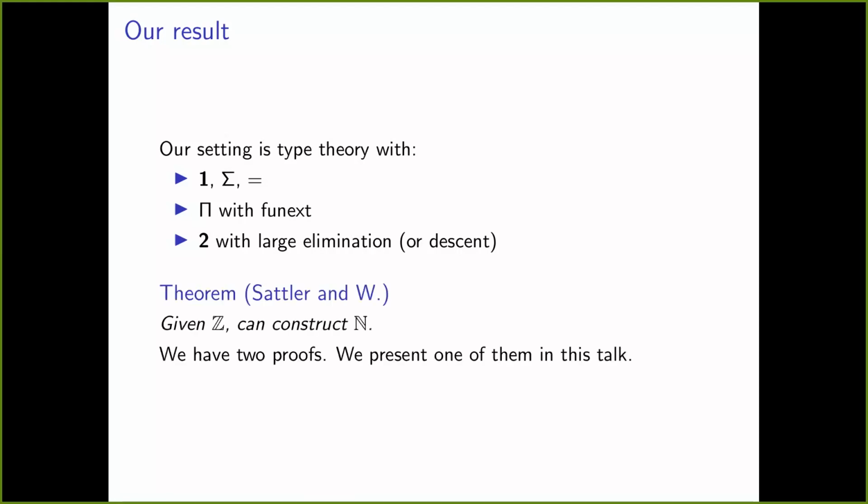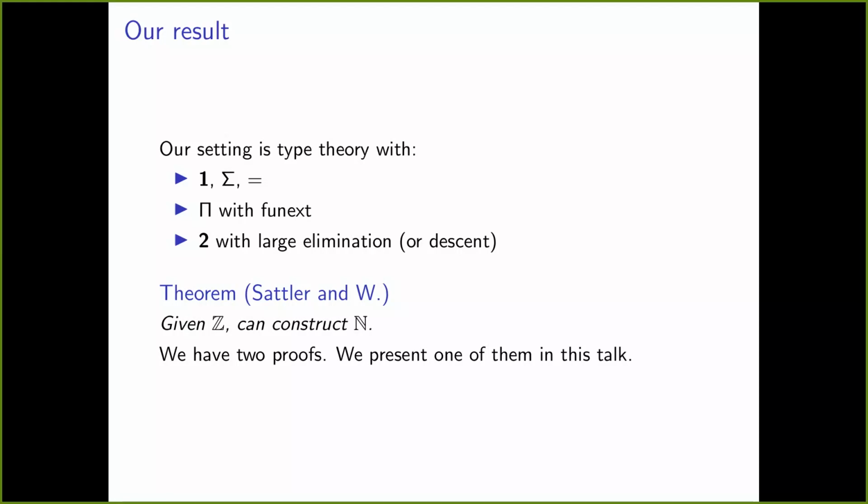So this is the setting, and the result is that if you have Z, you can construct N. If I wanted to be more precise, I would say that if I have a type with the universal property of Z, I define a type with the universal property of N. And we have two proofs of this, and I will present one of them in this talk.